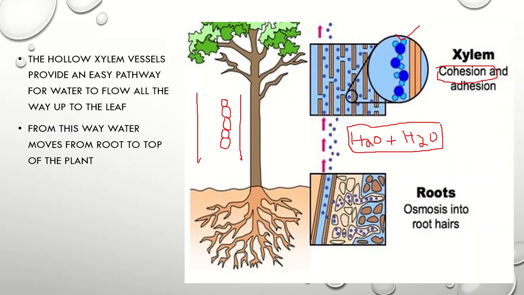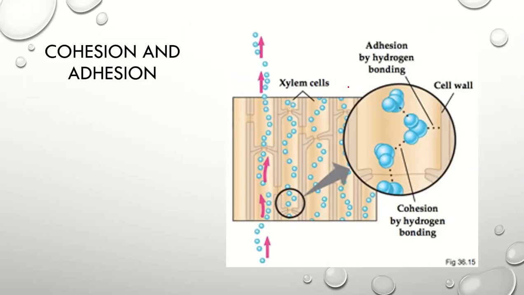You can see this in the picture. This is the first, this is the second molecule, and they are connected with each other. So they form a long chain along this vessel member, okay? In the next diagram, I will explain what cohesion is and what adhesion is.